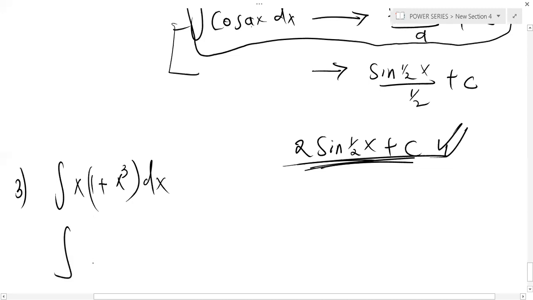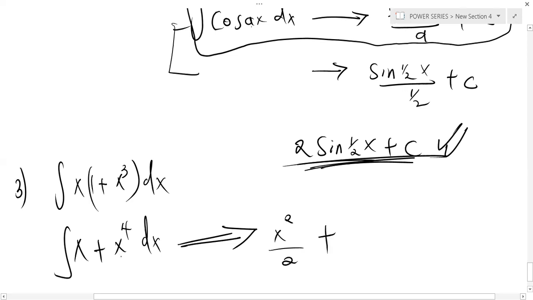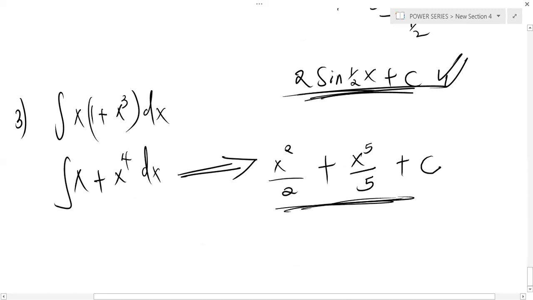You can open this bracket so that you have x plus x to power 4 dx. Then now integrate. If you integrate x, you get x squared over 2, plus, if you integrate x to power 4, you get x to power 5 over 5 plus c. And that is the answer for number 3. I hope we are together up until that point. If you have a question, please write it in the chat box.